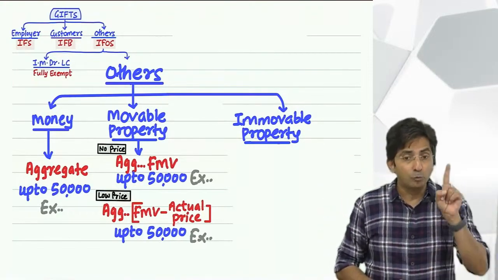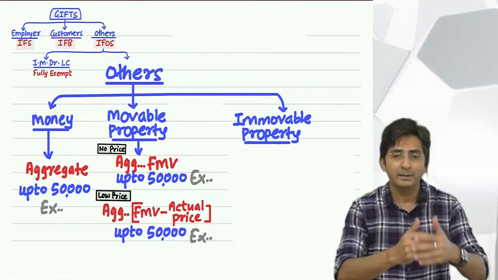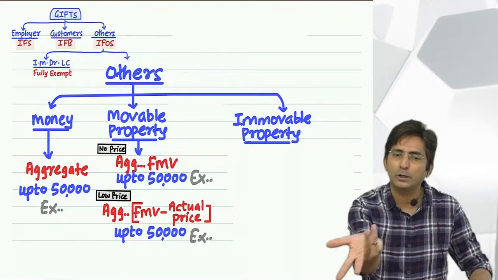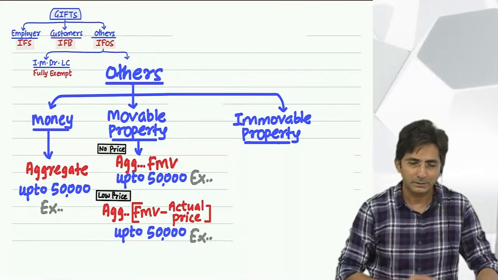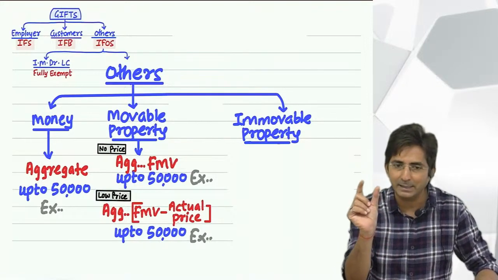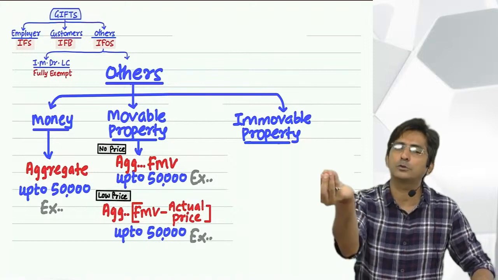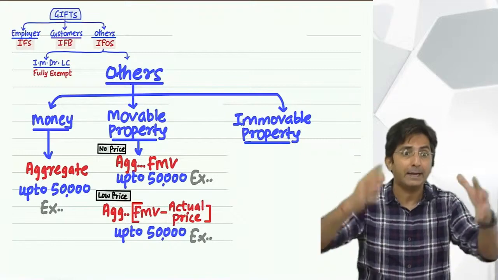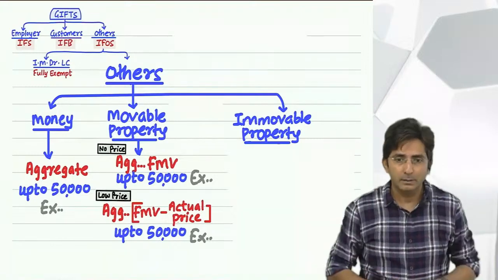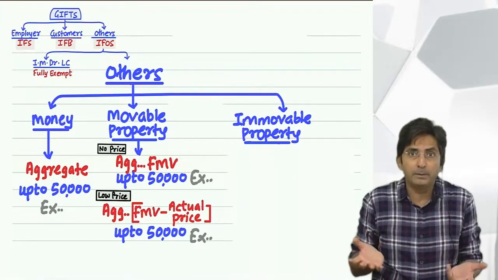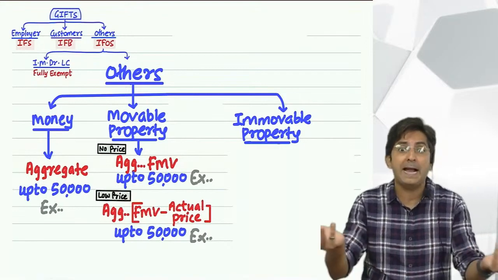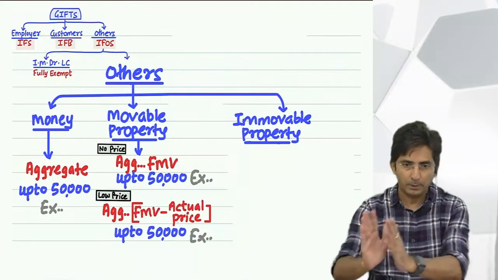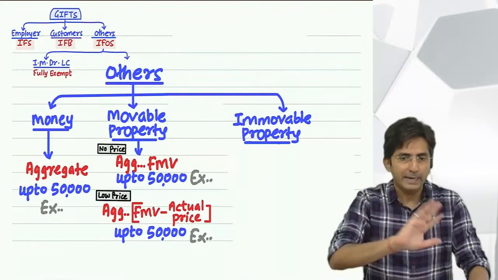So if it is a movable property, you have to aggregate. Because movable property like gold and silver, silver can come for 2000 also. Silver coin, which you buy on Diwali, etc., can come for 2000 also. So they are not that valuable things. So you have to aggregate all movable items. But if it is immovable property, what does it mean? It is house, bungalow, land. So they individually are so valuable that we will see per property. There you don't have to do aggregation.